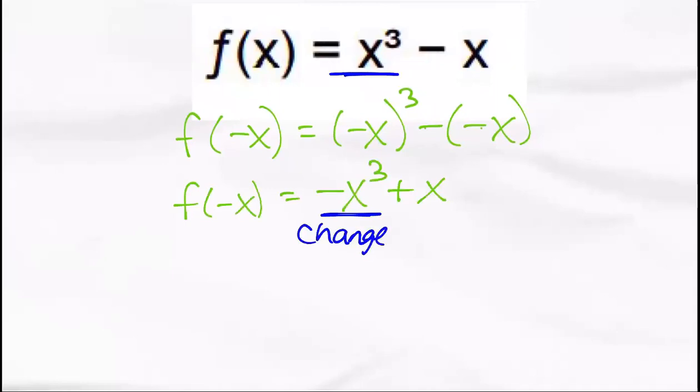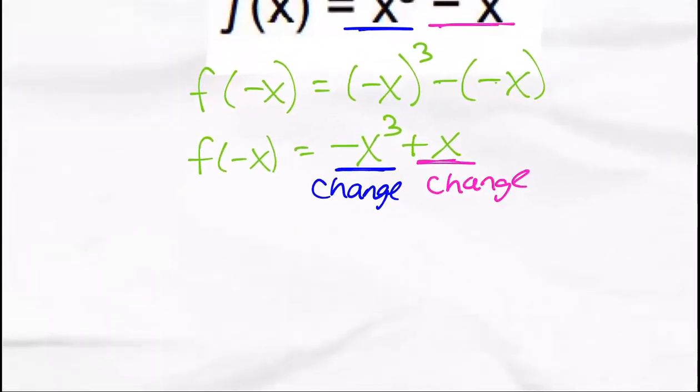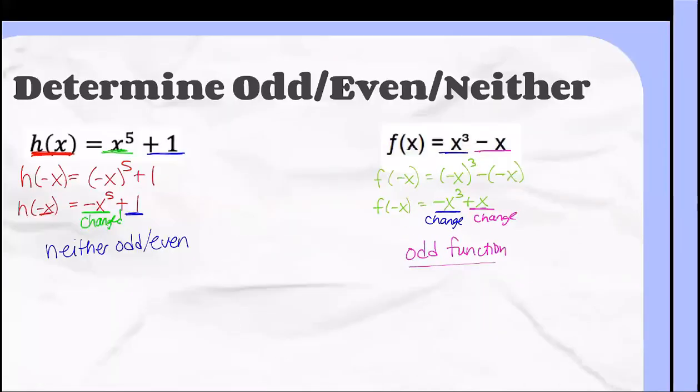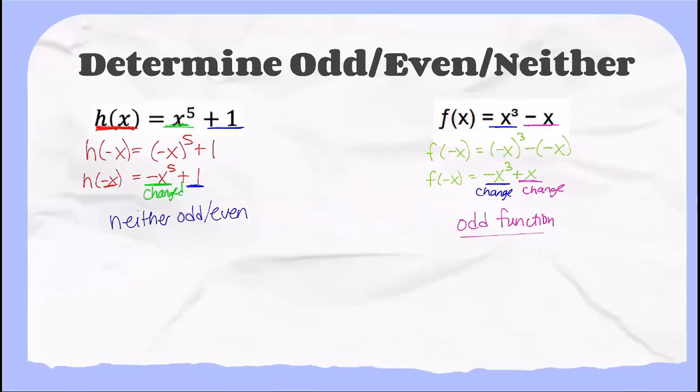Okay, let's look at the next one. What happened here? It also changed signs. So since everything on the right changed signs, that means it is an odd function. If everything had stayed the same and not changed signs, that would have been even.